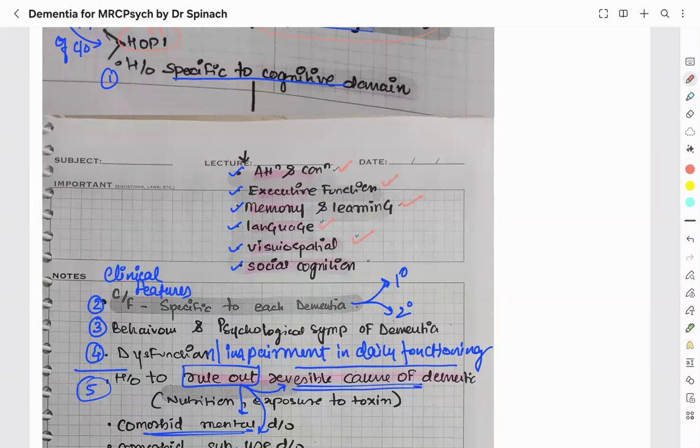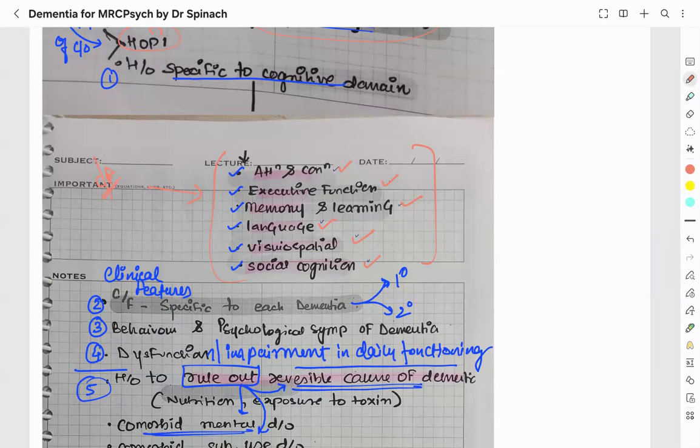Visual spatial impairment and social cognition. We have read these so many times, I think now we can remember them. These are the exact things we just discussed in the clinical features of dementia, those six things. Is there one thing that is missing, isn't it?